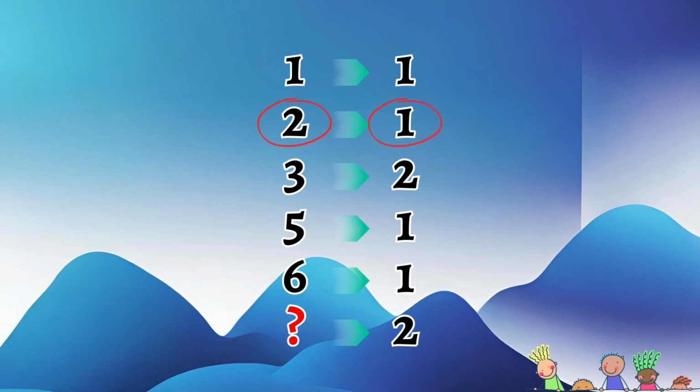2 plus 1 is 3. Well, we've got a 3 here indeed. Let's continue. 3 plus 2 is 5. Correct. 5 plus 1 is 6. Correct again. Therefore, the number we're looking for must be 7 because 6 plus 1 is 7. Wow!